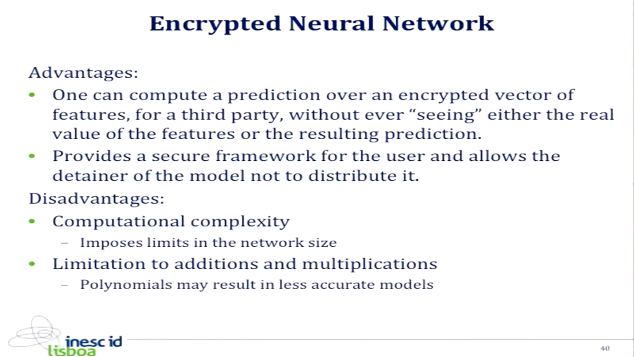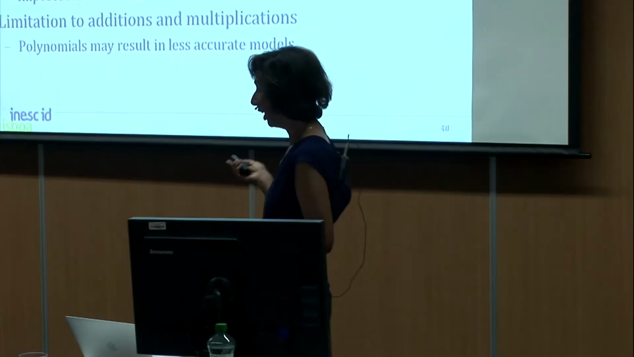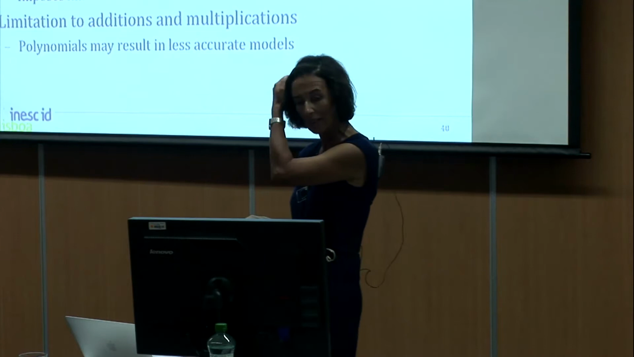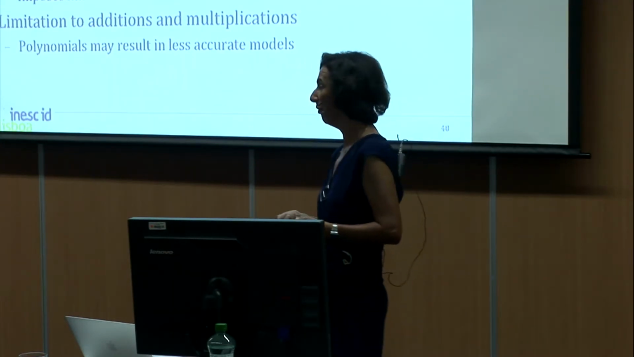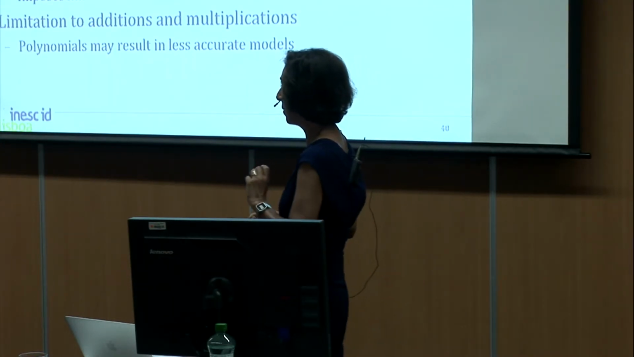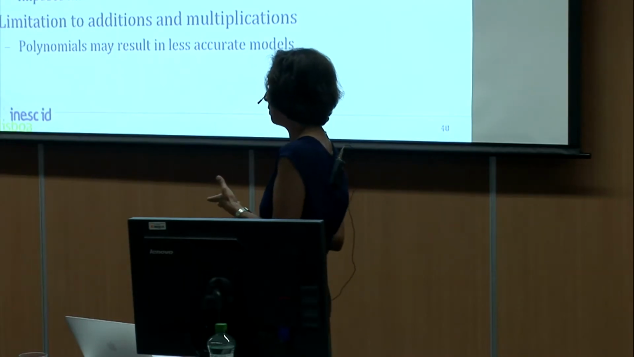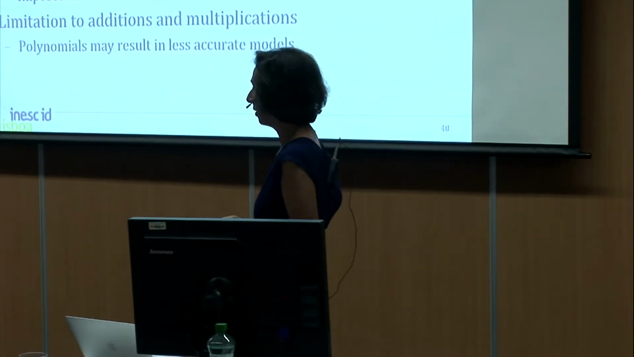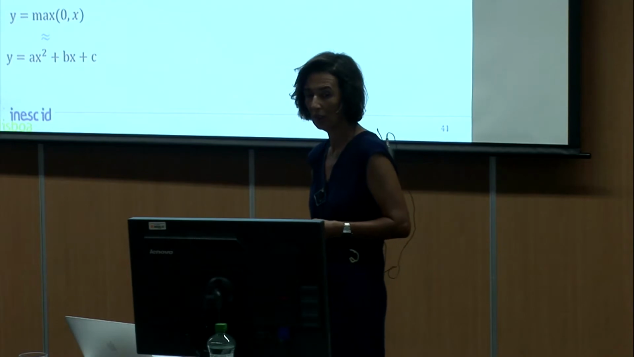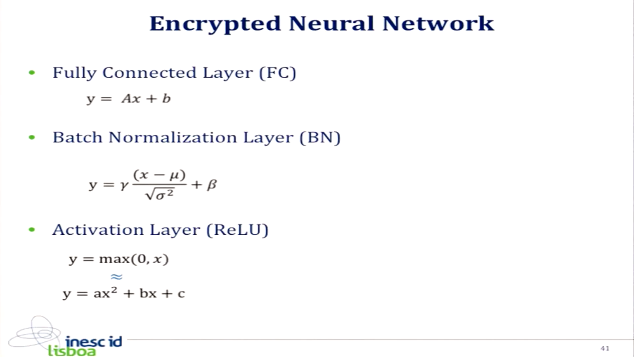The disadvantages are, of course, the computational complexity, which, as I said, imposes limits on the network size, and the fact that when we approximate the nonlinear operations by polynomials, they may result in less accurate models. So, as I said, we had no problems with the fully connected layers, just multiplications and additions. The batch normalization layers can also be turned into multiplications and additions, no problem.